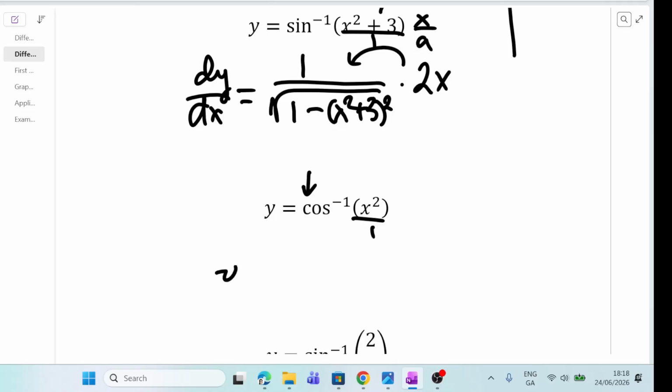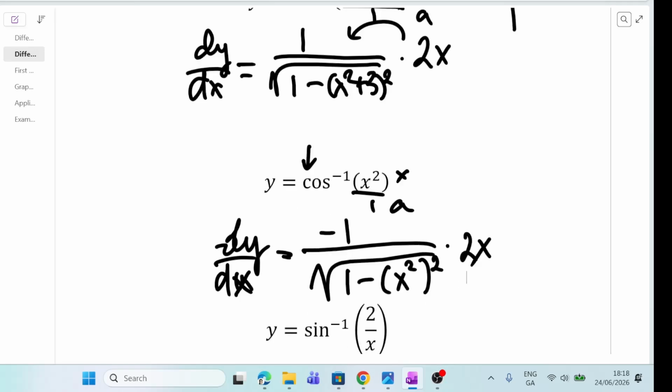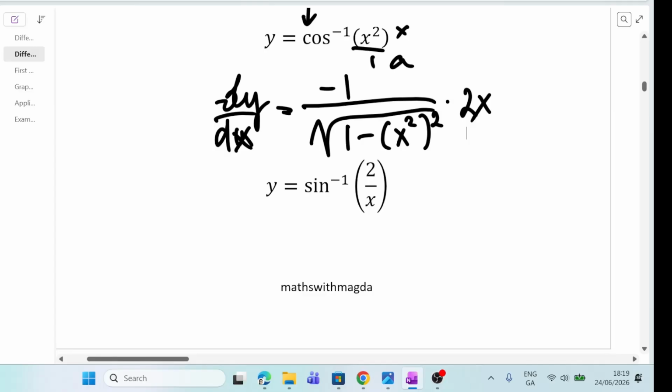So the derivative of that is just dx, and that will be minus 1 over square root of, this is my a, that's my x. So it's 1 minus x squared to the power of 2, and then multiplied by the derivative of inside, which is just 2x. Next one, guys, so this is the last one here, but this time it's something different.